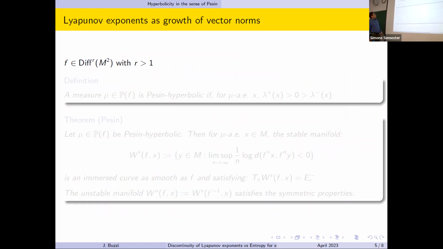Now, it's about hyperbolicity in the sense of Pesin. I will say that a measure is Pesin hyperbolic, sometimes just hyperbolic, if for almost every point, the top pointwise exponent is positive and the bottom pointwise exponent is negative.